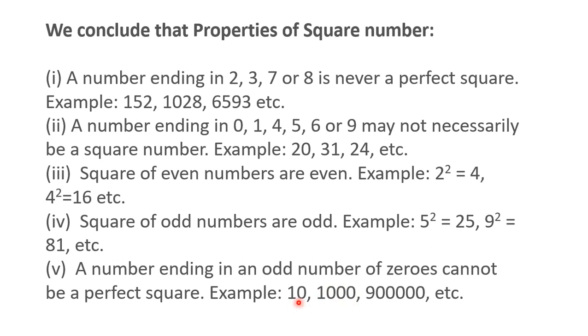10 cannot be expressed as a product of two same numbers. 10 we can write as 2 into 5 or 5 into 2. It cannot be written as 2 into 2 or 5 into 5. That means the number 10 cannot be expressed as a product of the same number. So we can say 10 is not a perfect square number.